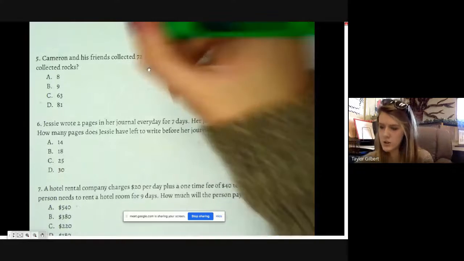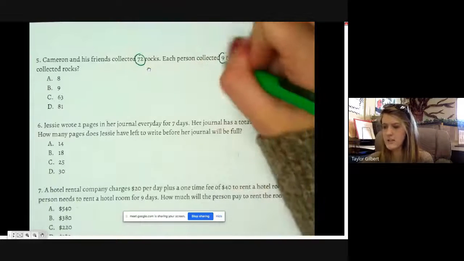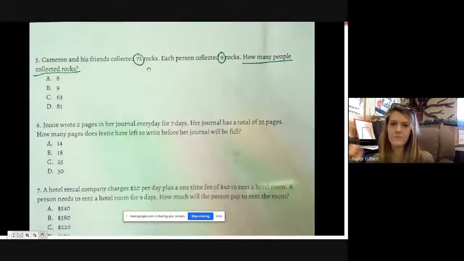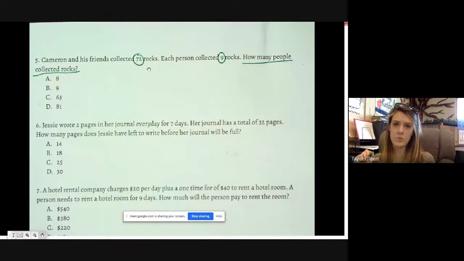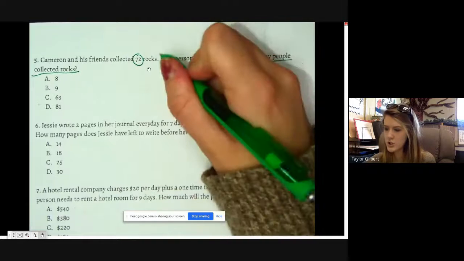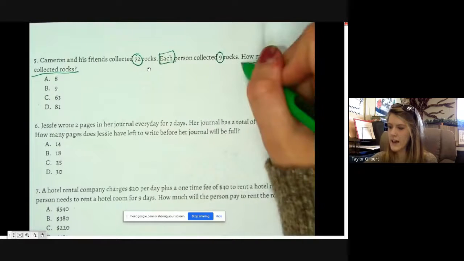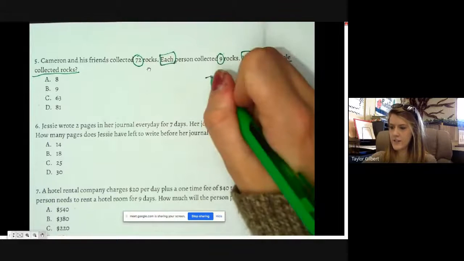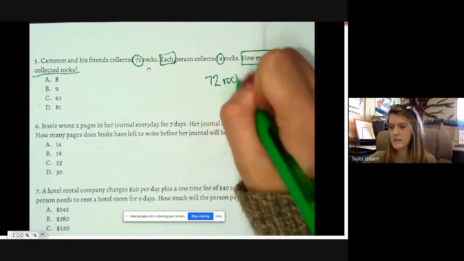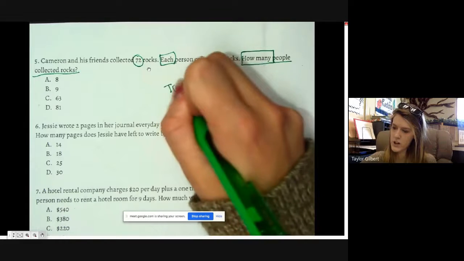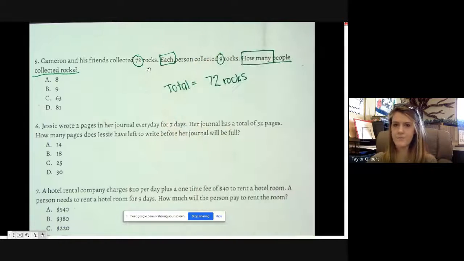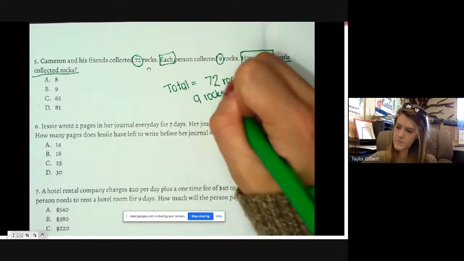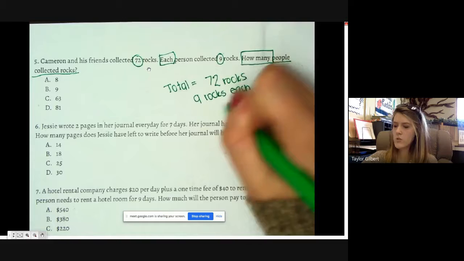Let's CUBES. Circle the numbers, 72 and 9. Underline the question: how many people collected rocks? Box math action words: each, and how many. We make a list. 72 rocks. Okay, this is our total. We know the total amount of rocks that they collected. 9 rocks each. Question mark, people.